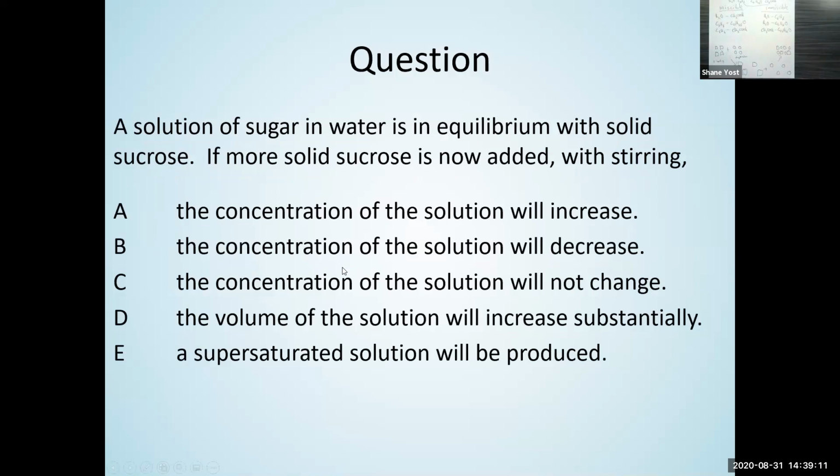All right. So a quick question here then. A solution of sugar water in equilibrium with solid sucrose, which is sugar. If I add more sugar, more sucrose, and stir this stuff together, what will happen?